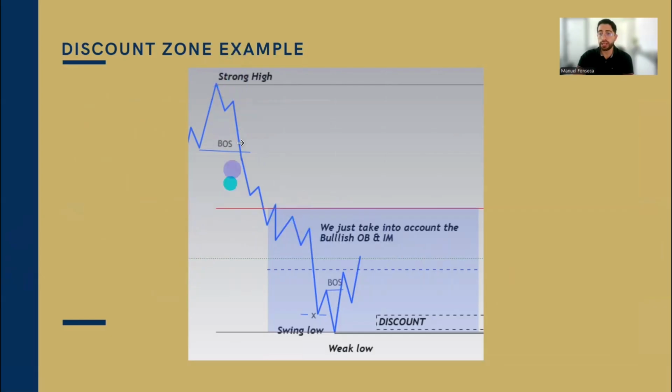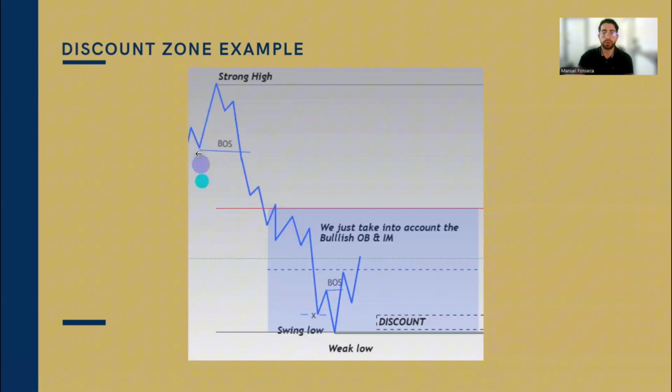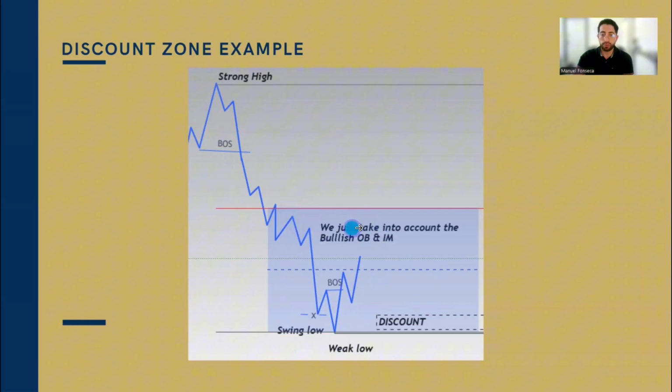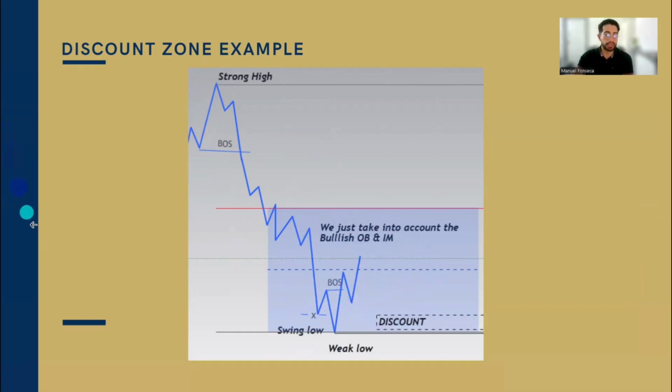Okay, again, the same example. We have here the strong high. This is a downtrend range, as you can see. But when the range is completed, then we can use our Fibonacci tool to comprehend where the discount or the premium zone is. All right. And now we just take into account the bullish order blocks and imbalances that show up in this area. Period. No more. All right.